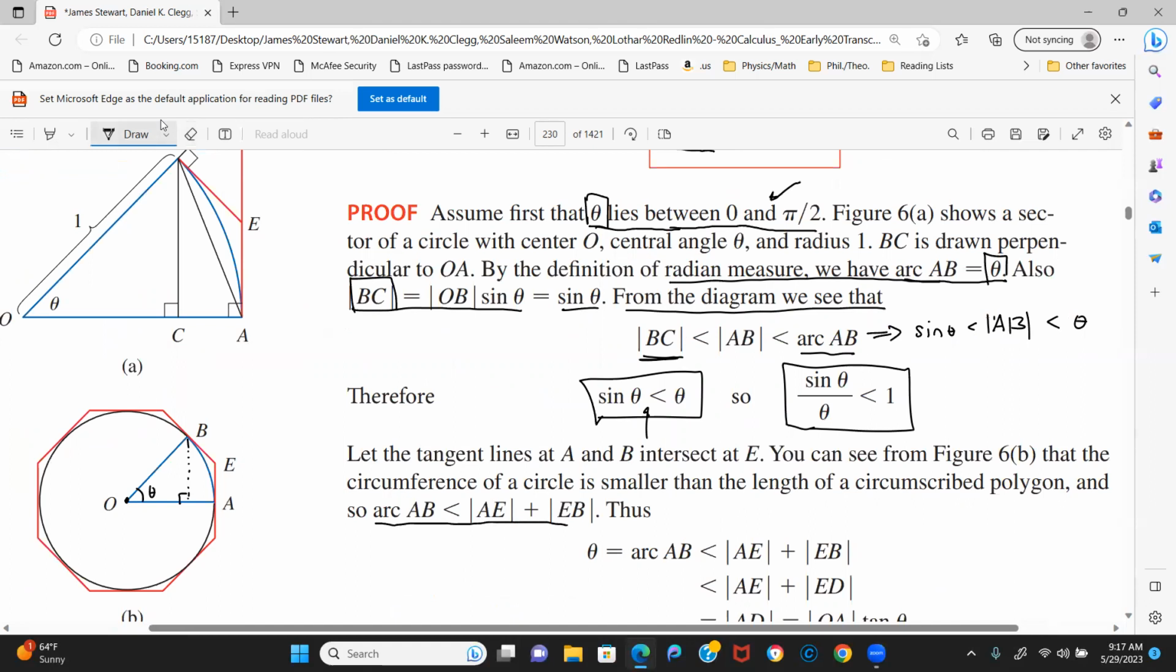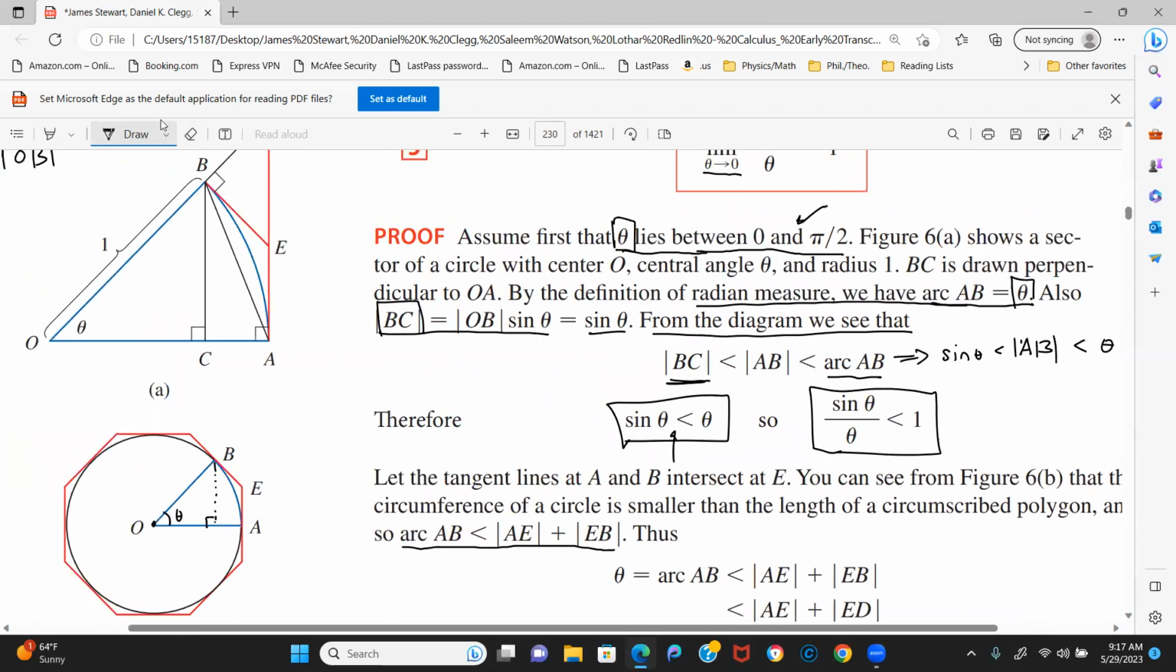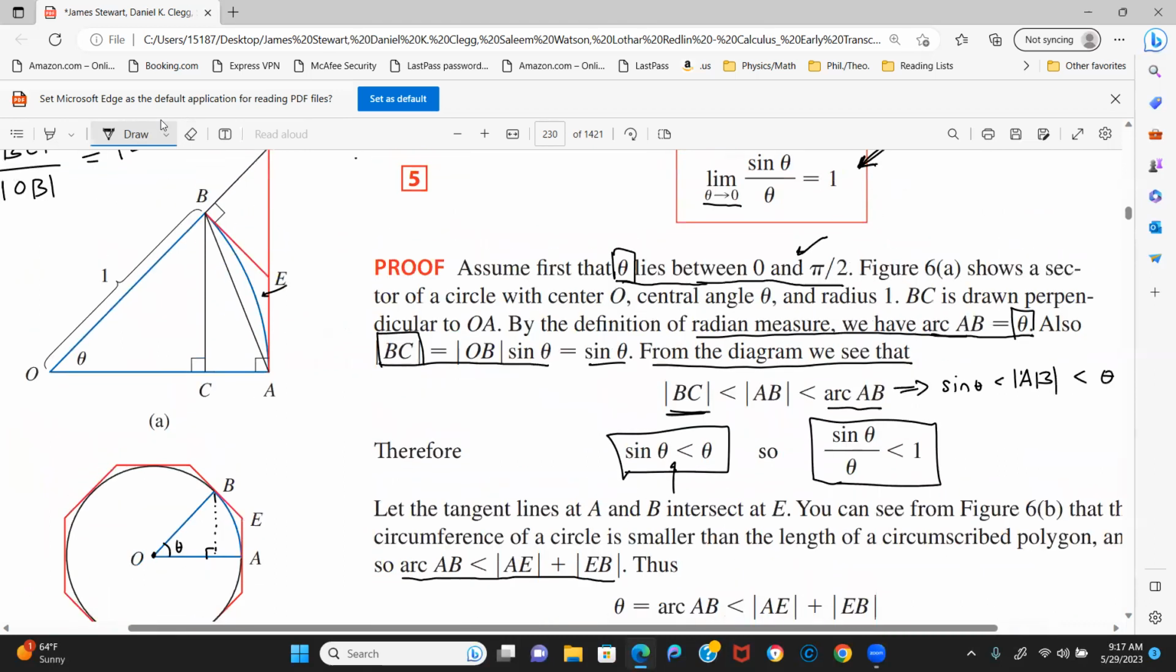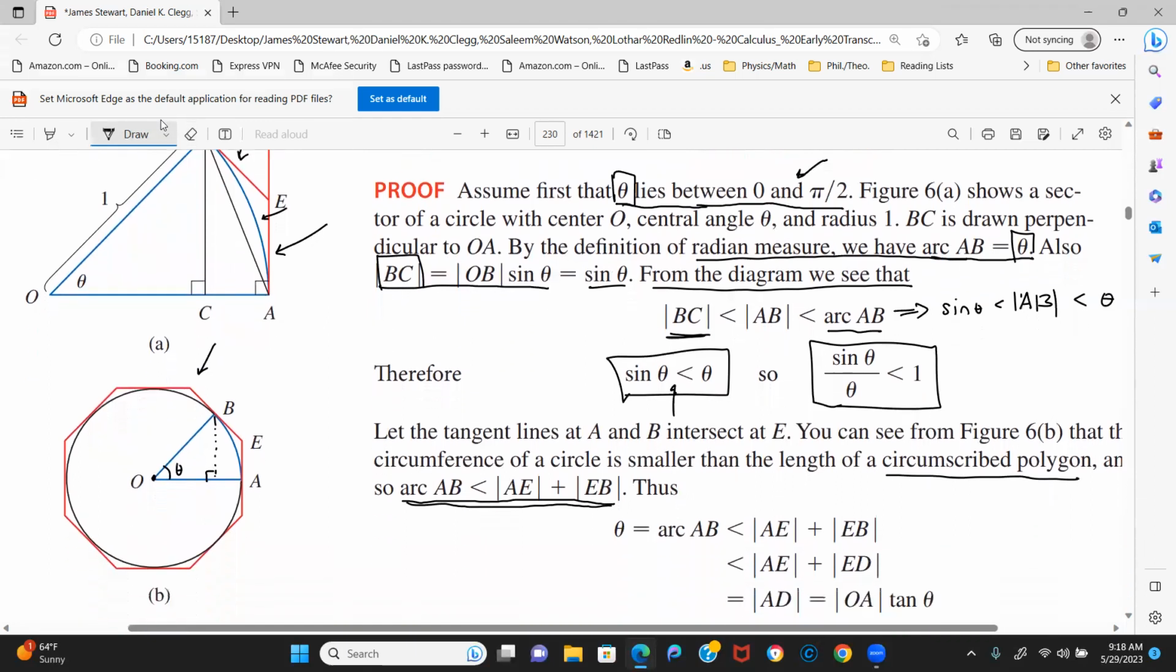Why is this true? So we have this arc length right here, this blue curve, and it's obviously going to be less than the length of this red line, A to E, and the length of this red line, E to B. It's going to be just a bit bigger. So that's why this arc length is a bit smaller than the sum of these two lines on the polygon. So we have this circumscribed polygon, which you can see in this figure right here.